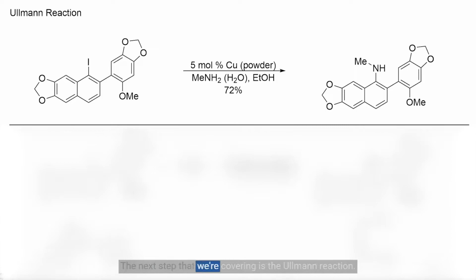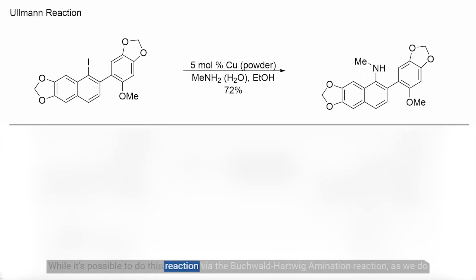The next step that we're covering is the Ullmann reaction. The intention of this step is to aminate the molecule by replacing the iodide group with the methylamine. While it's possible to do this reaction by the Buchwald-Hartig amination reaction, as we do not have a palladium catalyst or phosphine ligands, but do instead have a copper catalyst, what we can do is the Ullmann reaction instead, which gives similar results.